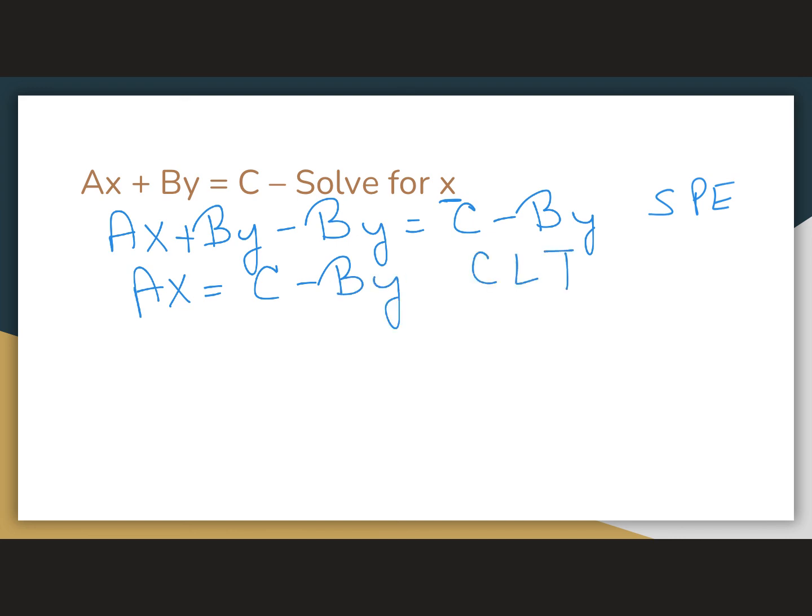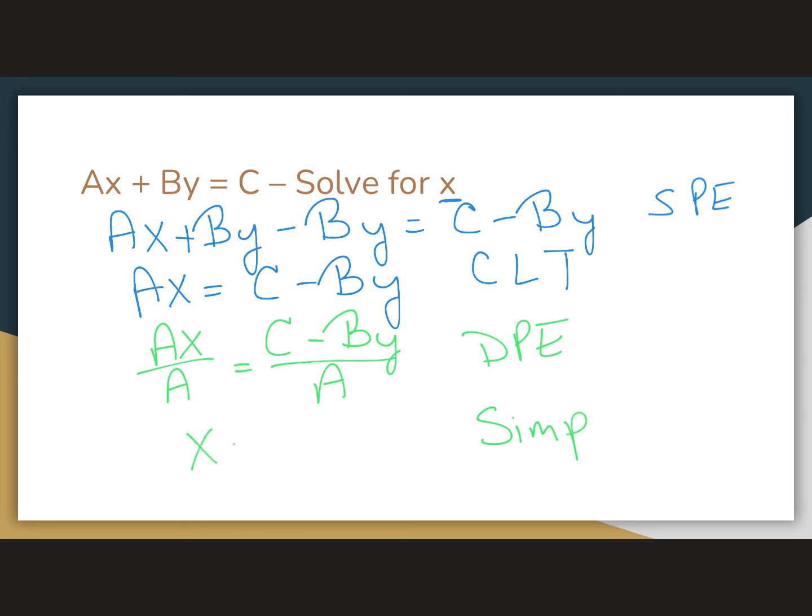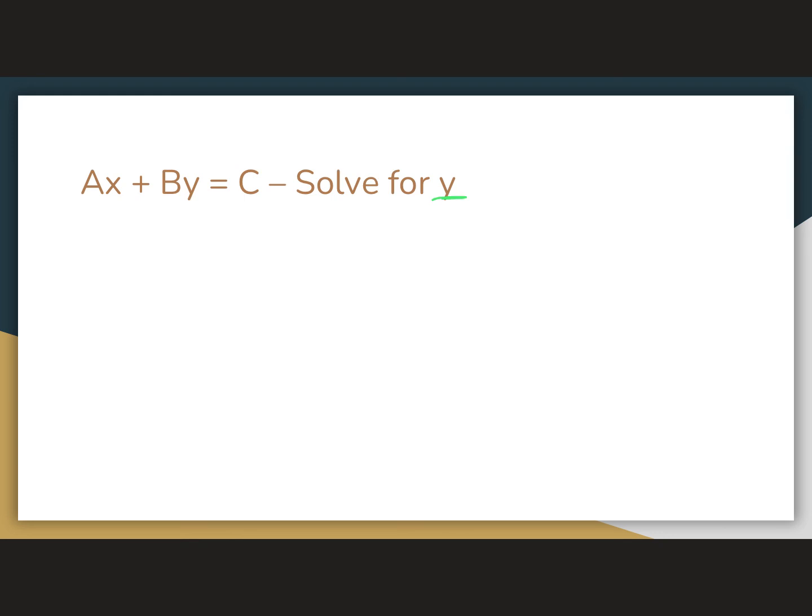The next step is I have to get the A away. So I'm going to divide everything by A. AX divided by A equals C minus BY divided by A, my division property of equality. And when I simplify, I'm left with X equals C minus BY over A. One more. Guess what? We're solving for Y this time. Pause and see if you can solve for Y.